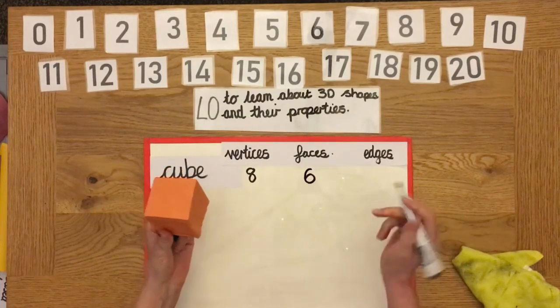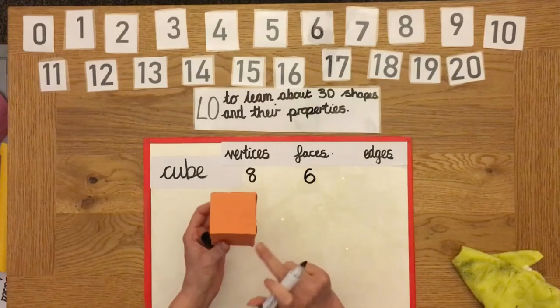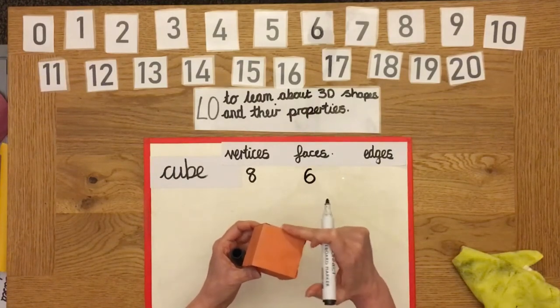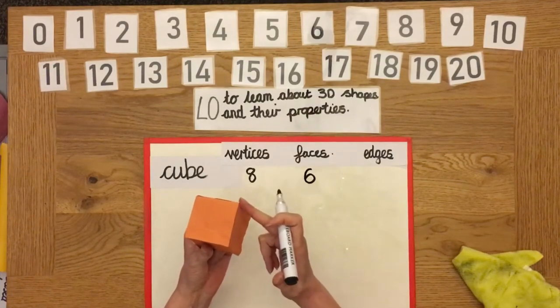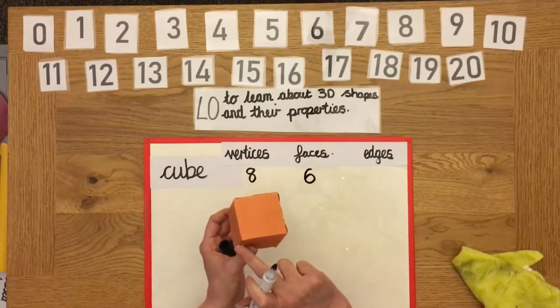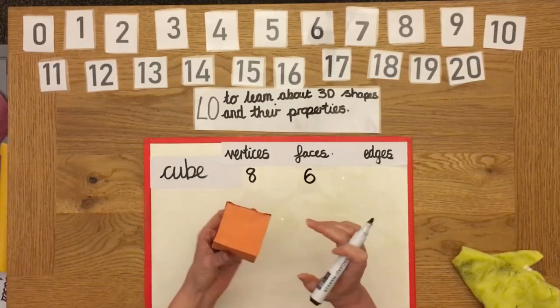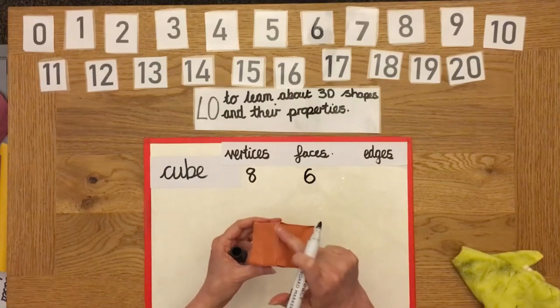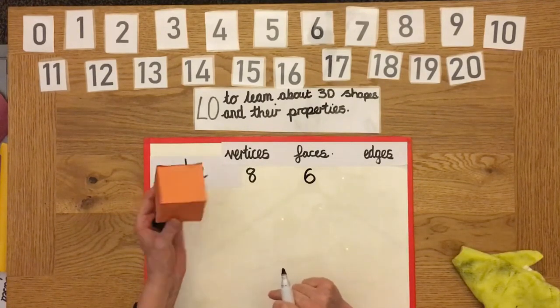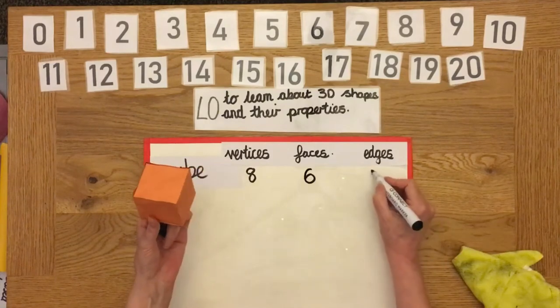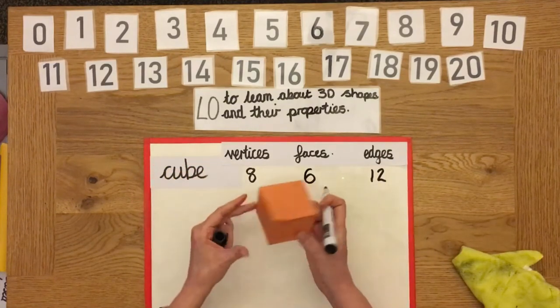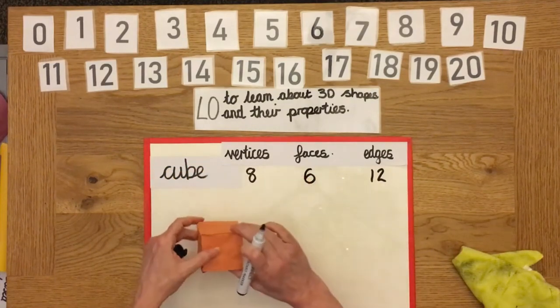Edges. 1, 2, 3, 4, 5, 6, 7, 8. Now we need to turn it over. 9, 10, 11, 12. Wow, that's a lot of edges, isn't it? 12 edges on our cube.